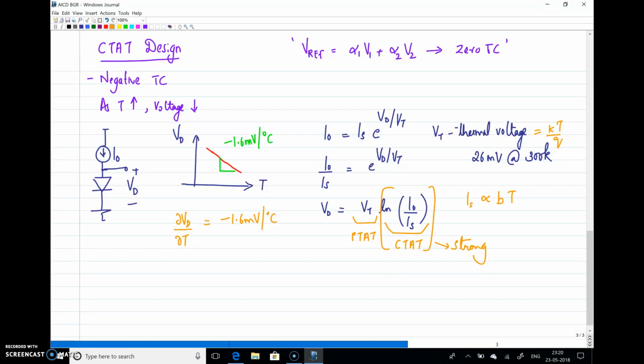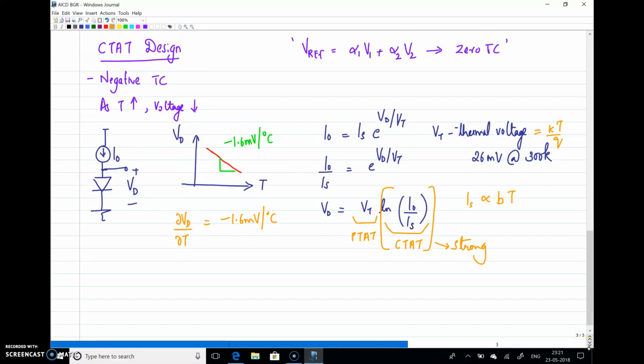That proof I am leaving to you. You can try this in the lab in Cadence, and you will come to know that when you take a diode and pump a current of I naught, and plot Vd versus T, it will definitely show a CTAT behavior because of the strong dependency on the Is term. So we can take this as a CTAT. If you want a complementary to absolute temperature behavior, you can simply take a diode, pump a current, and plot the voltage. Vd will be CTAT with a slope of minus 1.6 millivolt per degree. That is the ∂Vd/∂T.